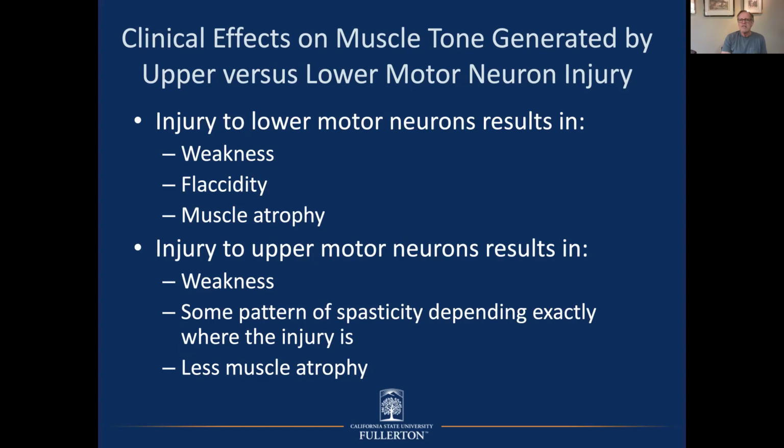The clinical effects on muscle tone generated by upper versus lower motor neuron injury is this. Lower motor neuron injury is kind of simple. I think you'll find it simple. Injury to the lower motor neuron results in weakness. Okay, that makes sense. Flaccidity. Now, flaccidity is what is meant by reduction in tone.